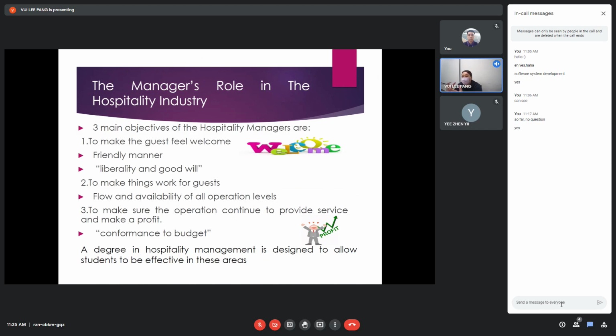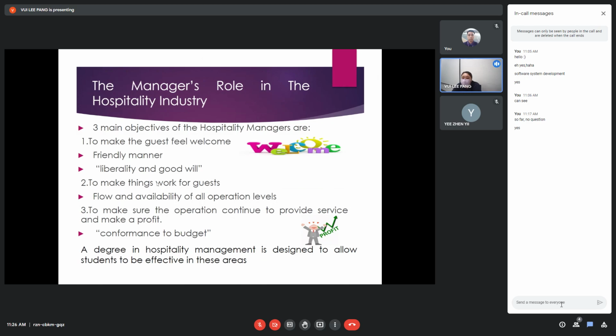So you need to ensure all the systems and all the apps are user friendly. Like some of the hotels, they have their own apps. They can actually use the apps to check in, to enjoy all the facilities in the hotel using the software, the apps, like making appointments. So make the guests feel welcome with friendly manners, so they feel satisfied with all the services provided by the hotel.